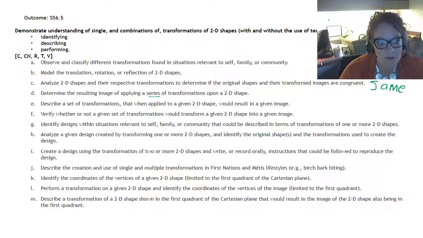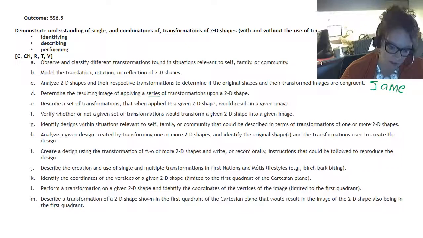Identifying situations, designs with situations relevant to self. I actually have some designs coming up in one of the slides. Create a design using the transformation of 2 or more 2D shapes and write it or record it orally or give instructions that could be followed to reproduce the design.